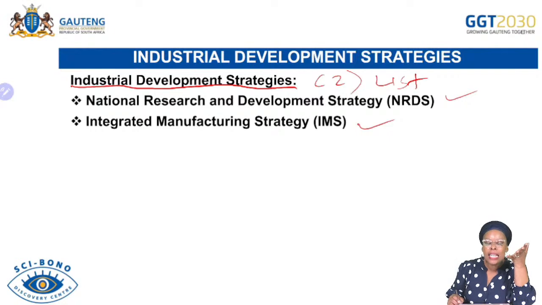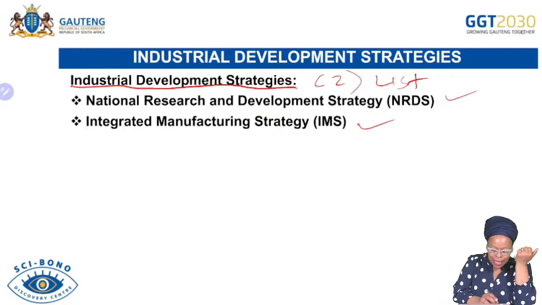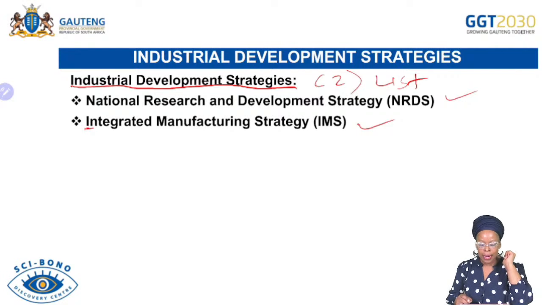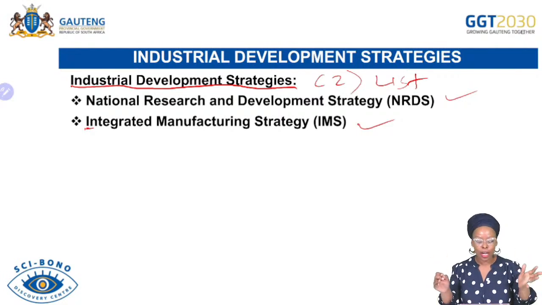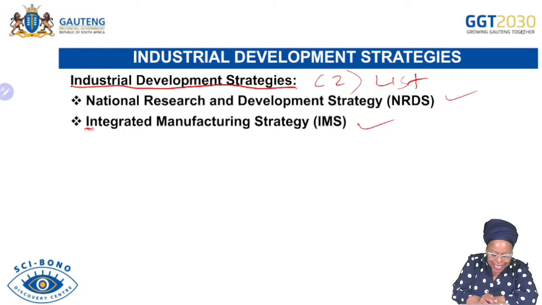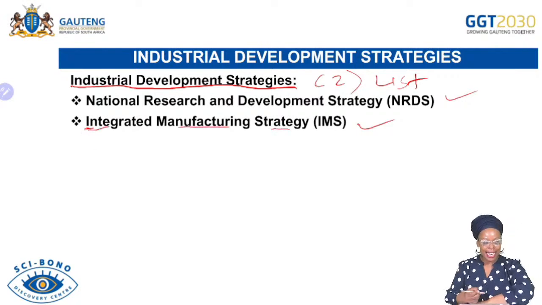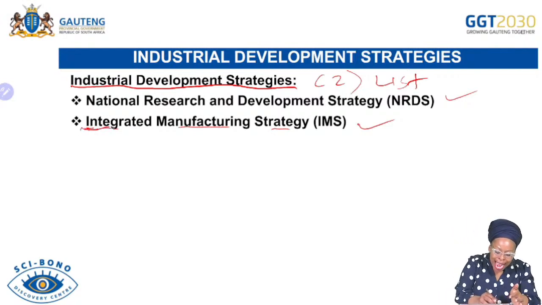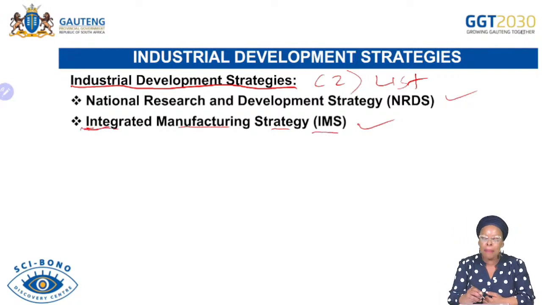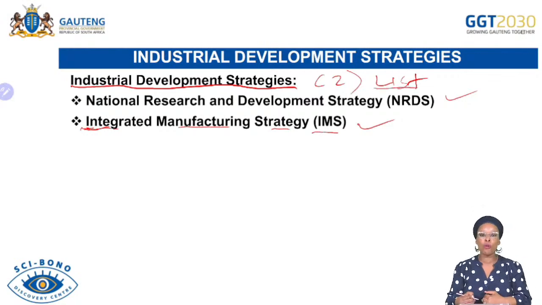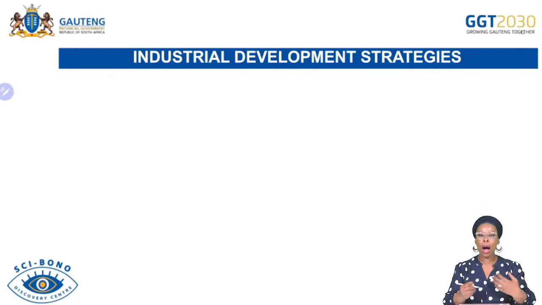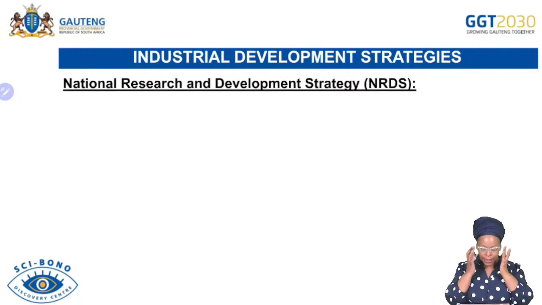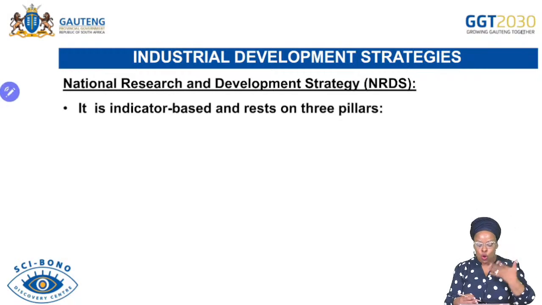But one tip from me is that if you forget what the I stands for, just write the acronym, because sometimes you'll find that you have written industrial manufacturing strategy instead of integrated manufacturing strategy. You won't be awarded marks because it is wrong. So if you have forgotten what the I, for example, stands for, just write IMS, and because it's a list type of question, you will be awarded marks. Okay. But briefly, we're going to look at these industrial development strategies.